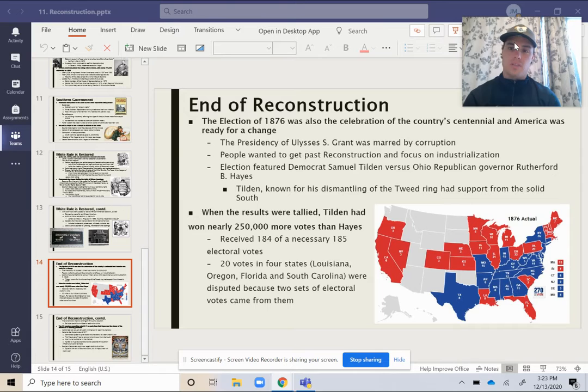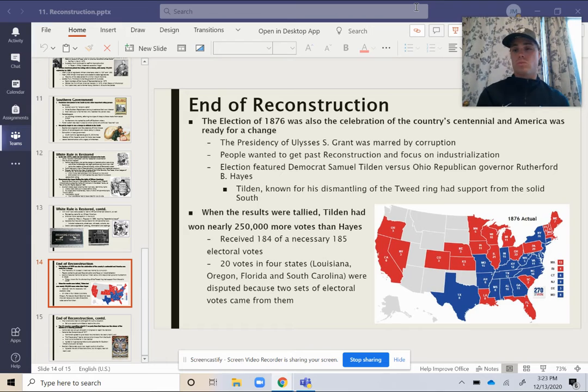1876 is the election that follows the Grant administration. And 1876 is also the centennial of the United States, right? It's our 100th birthday. There's national festivities, and America's really ready for a change. We spent the last 11 years focused on Reconstruction. People are really sick of that in the North.